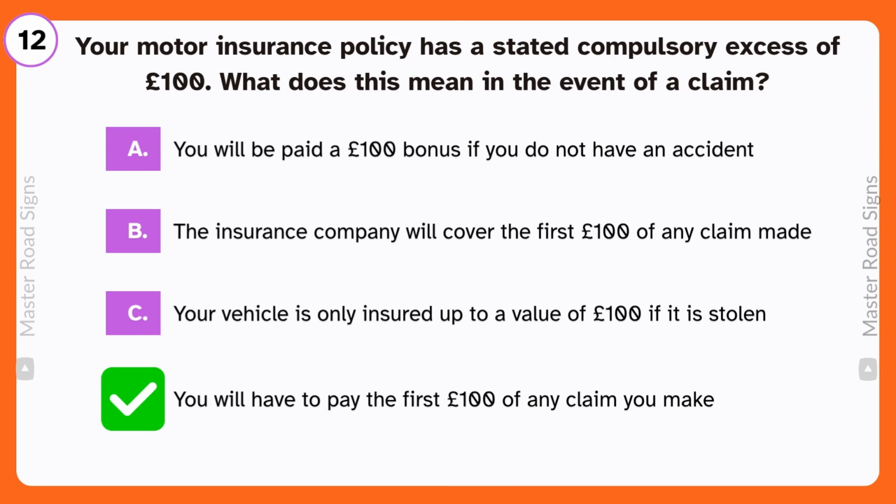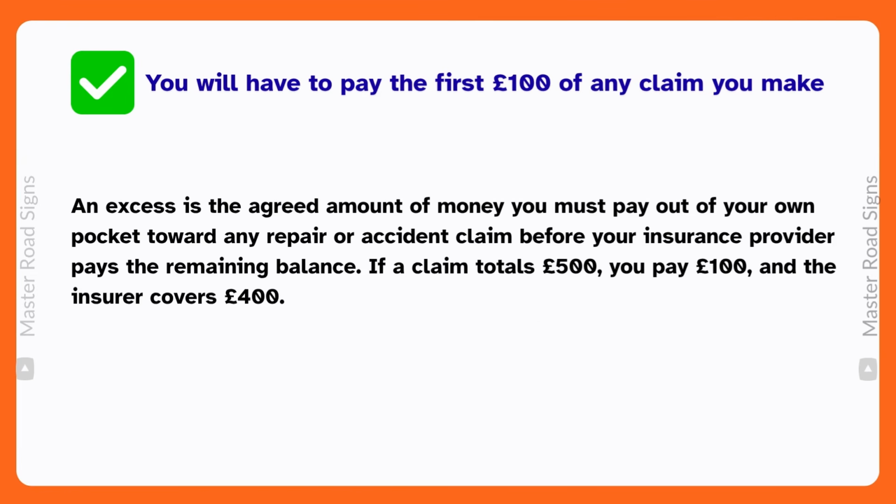Correct answer is option D. You will have to pay the first £100 of any claim you make. An excess is the agreed amount of money you must pay out of your own pocket toward any repair or accident claim before your insurance provider pays the remaining balance. If a claim totals £500, you pay £100 and the insurer covers £400.